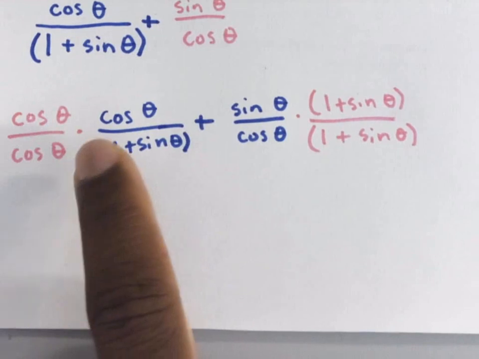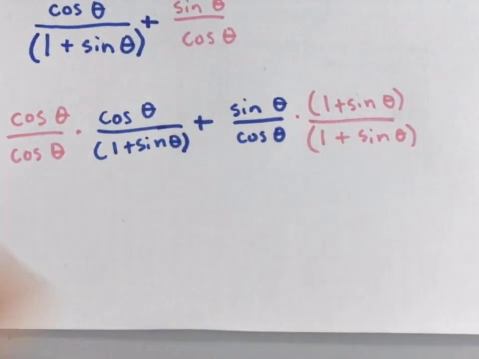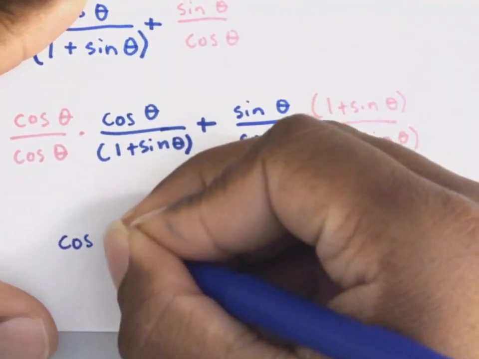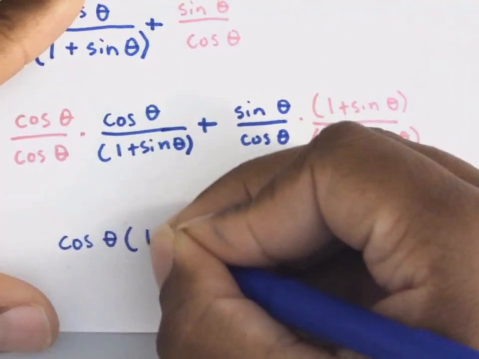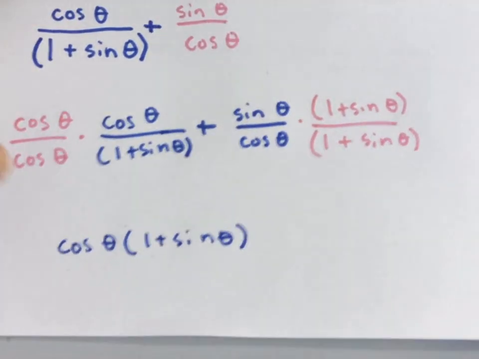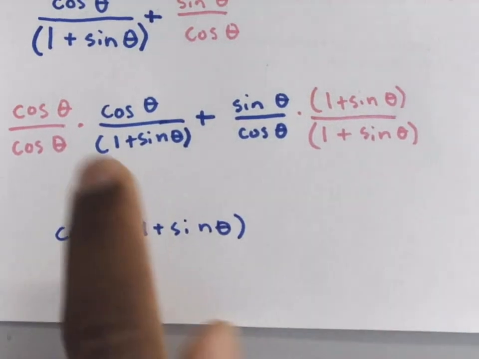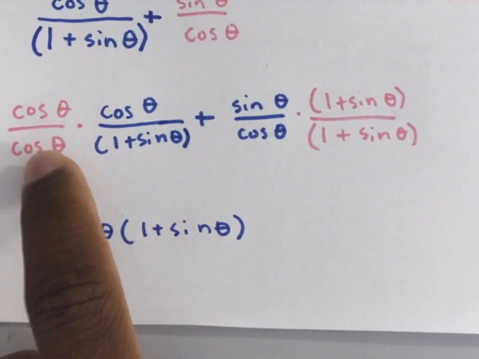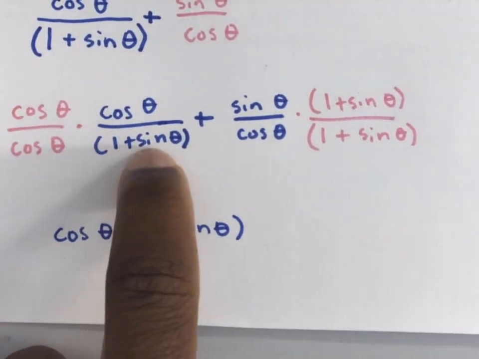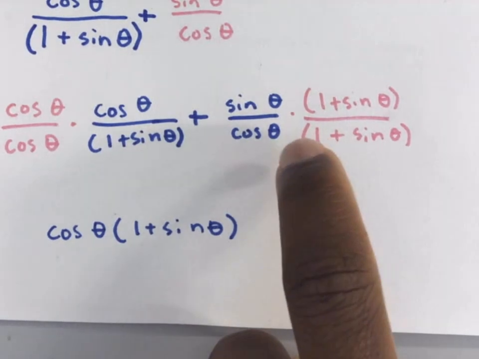Now the denominators are the same. This is multiplied together, this is multiplied together, it's the same thing. So now our denominator is cosine theta times 1 plus sine theta. When I multiply them together, I get cosine theta times this parentheses, right? Over on the right side, it's the same thing.